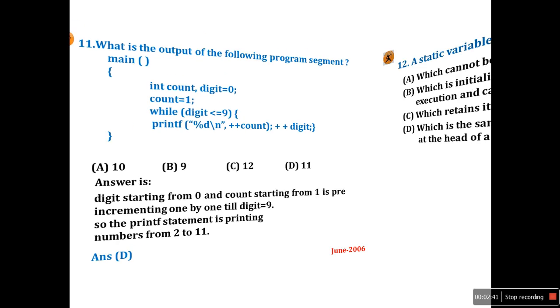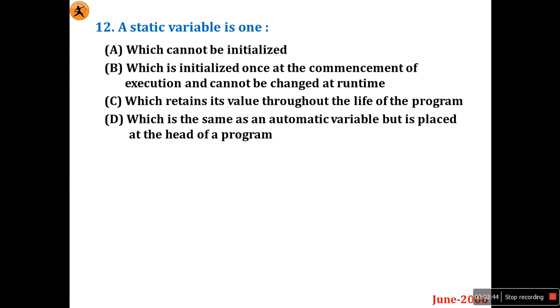Okay, now we'll look at the next question. A static variable is... I hope you already know what a static variable is and what a dynamic variable is. A static variable is fixed. What is your first option? Which cannot be initialized. Definitely it's wrong because it is initialized. Which is initialized once at the commencement of execution and cannot be changed at runtime.